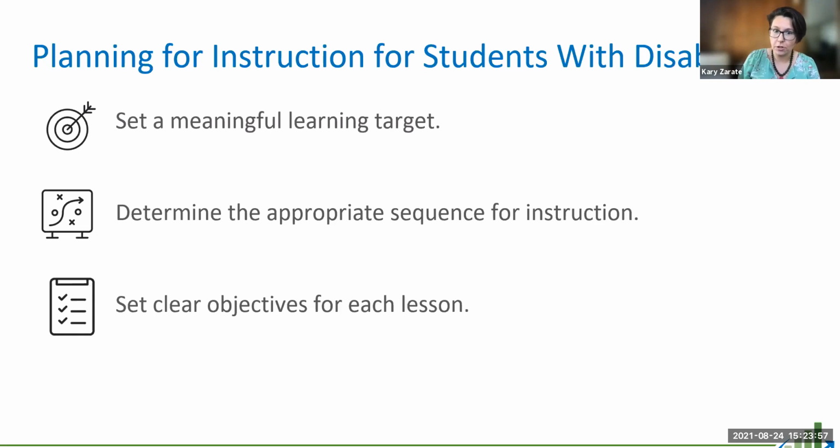And then finally, the third step, which is setting clear objectives for each lesson. Here's where we really get specific about the content that we give to our students and those practice opportunities. This is what we want our students to achieve at the end of the lesson. And this should be measurable in some way so that we can keep a record and some data to review later so that we can inform our future instruction.